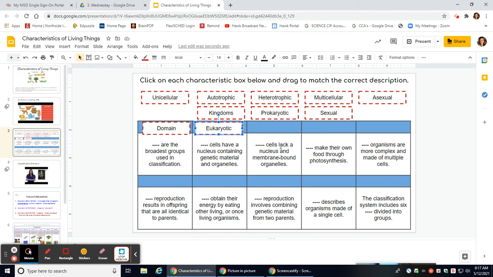Cells lack the nucleus and membrane-bound organelles. Those are going to be your prokaryotes. Remember, no nucleus. We're going to be talking about bacteria here, like eubacteria and Archaea bacteria. Make their own food through photosynthesis. Those are going to be autotrophs. Automatically makes their own food using the sun's energy.